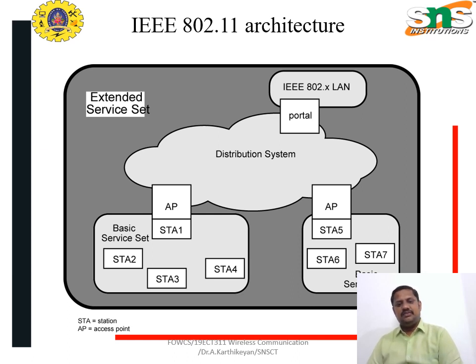This is the architecture of IEEE 802.11. Mainly we have the basic service set, with stations: station 1, station 2, station 3, station 4 in the basic service set. And we have the access point with the connection to the distribution system. Also we have station 5, station 6, station 7, and they will be connected to the distribution system. It will be IEEE 802.11 LAN connectivity through portals.